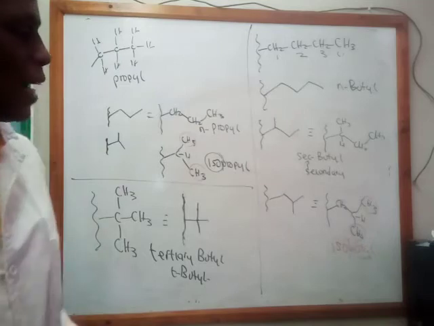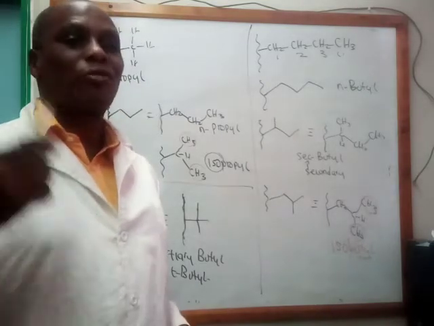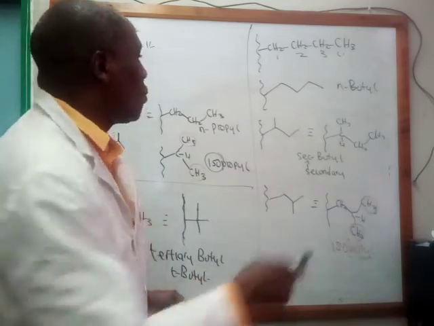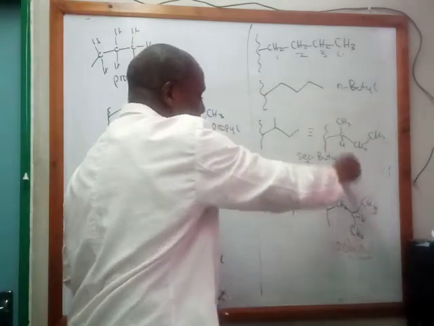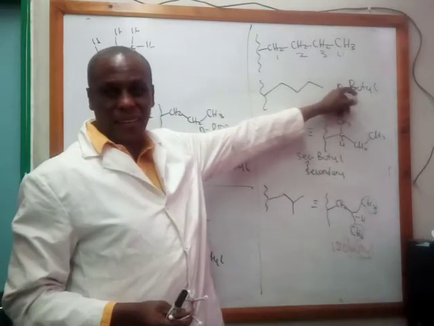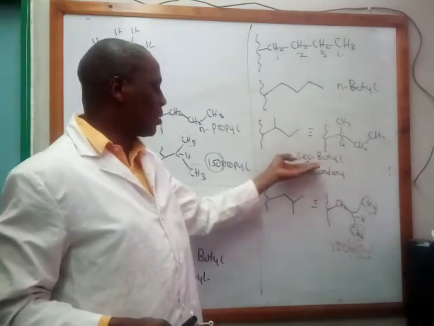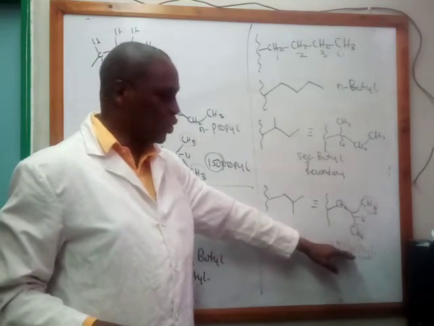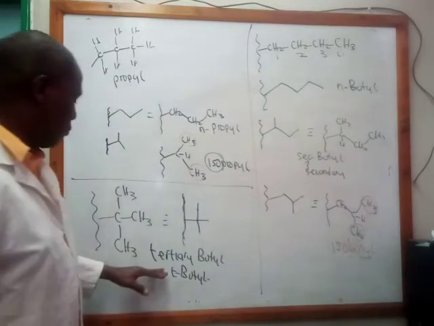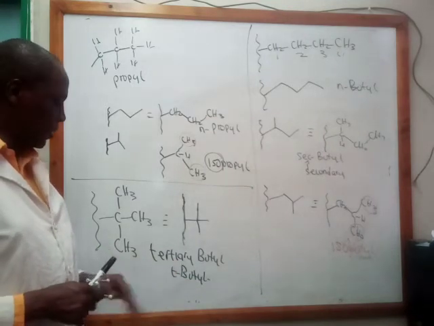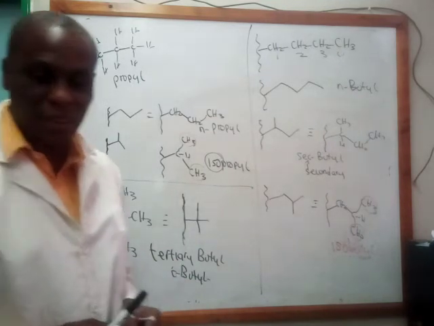If we are going to have a substituent with four carbon atoms, then there are how many isomers? 1, 2, 3, 4. The first one is the normal butyl substituent. The second one is called the secondary butyl. The third one is called the isobutyl substituent. The fourth one is called the tertiary butyl substituent. It's called what? The tertiary butyl substituent.